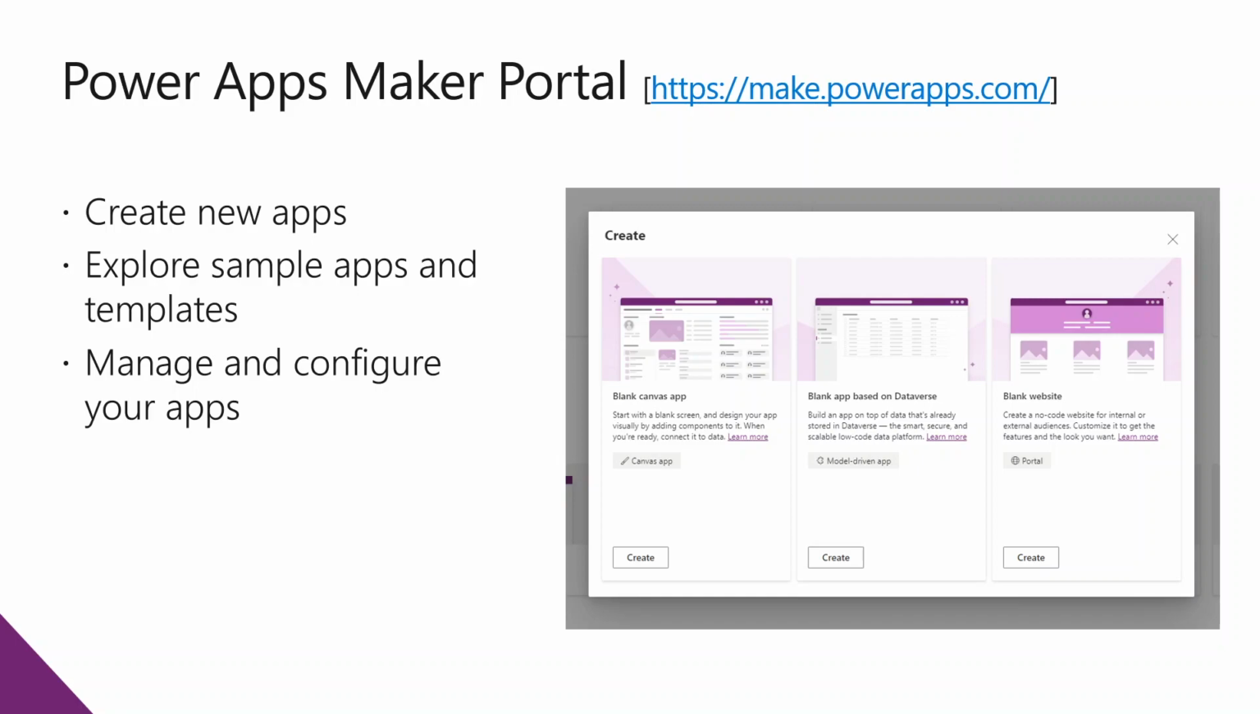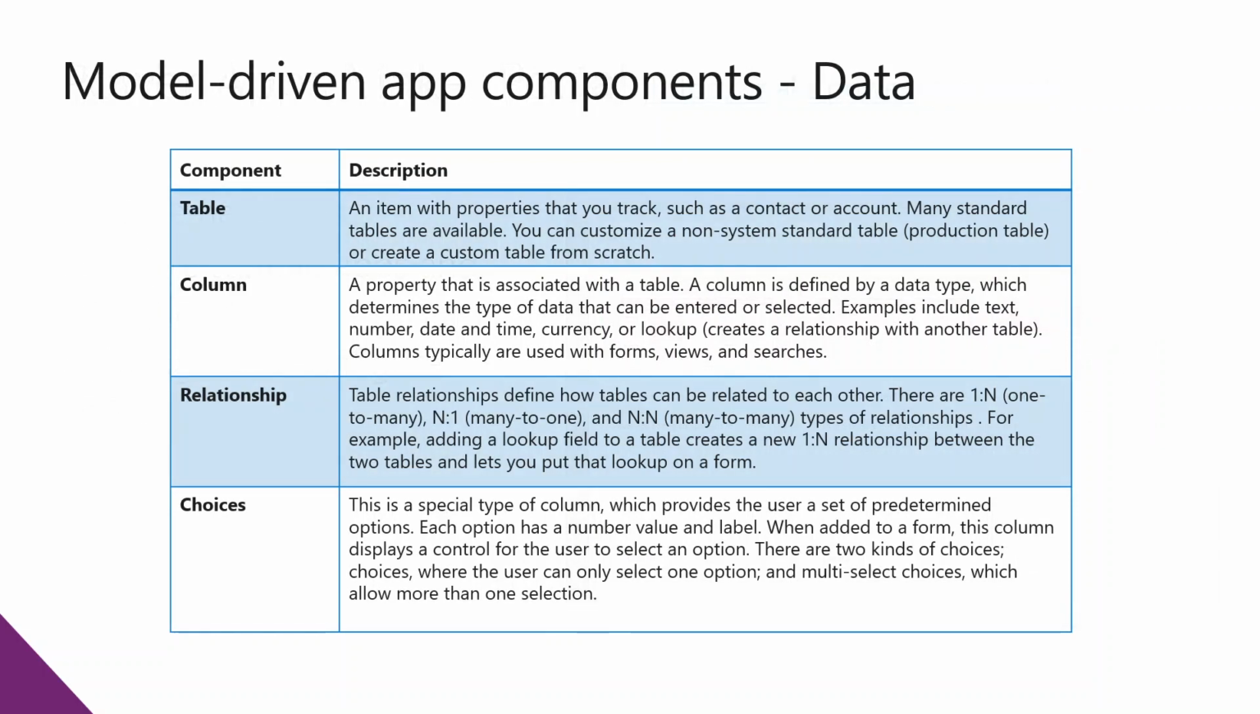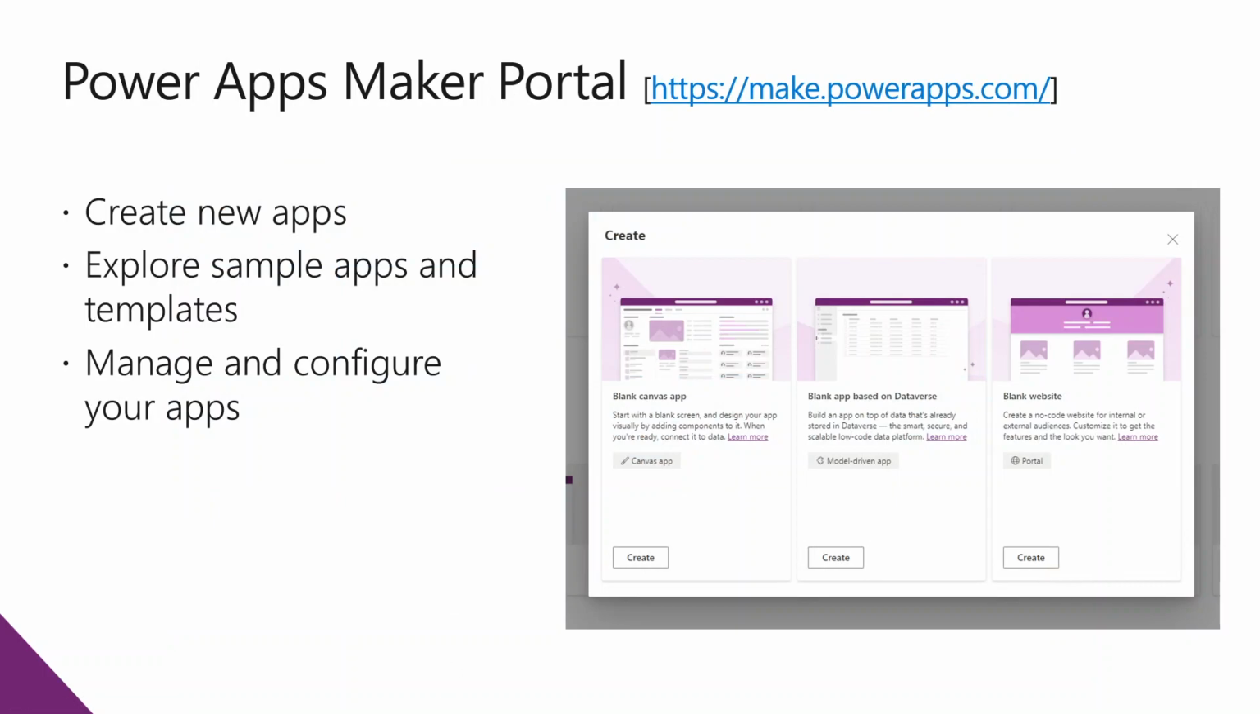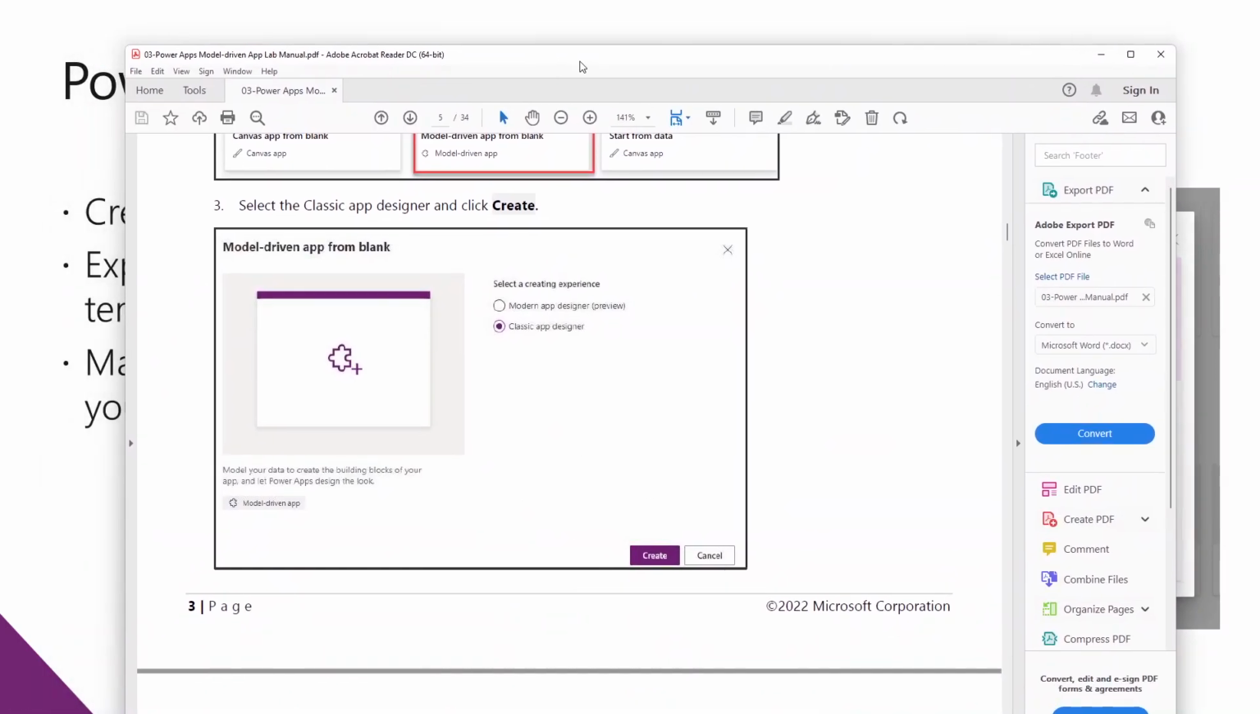So in the Apps Maker portal, when you go to create your new app in the lab, you'll have this appear, and you'll have a choice of a modern app designer in preview or a classic app designer. We are imminently ready for the modern app designer. However, at this point in time, the lab documents and the recording here are based on the classic app designer.